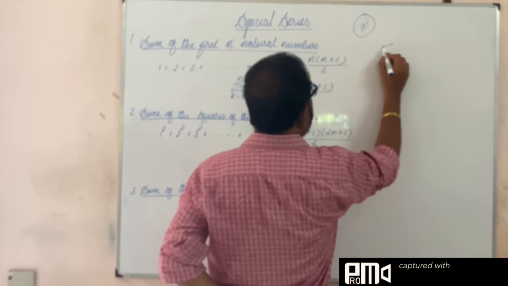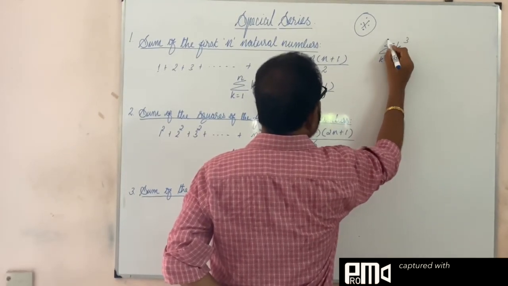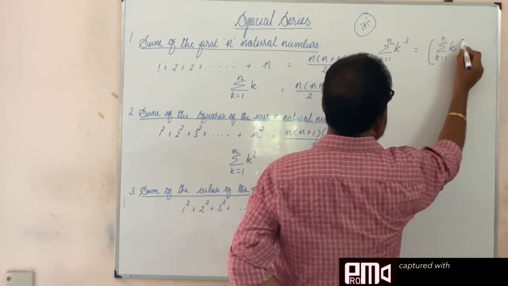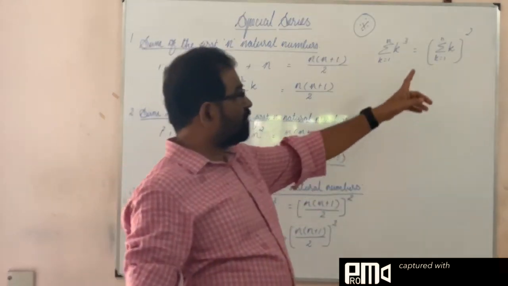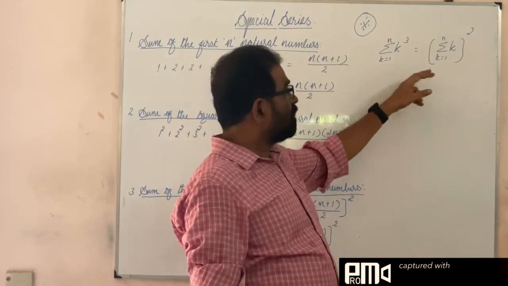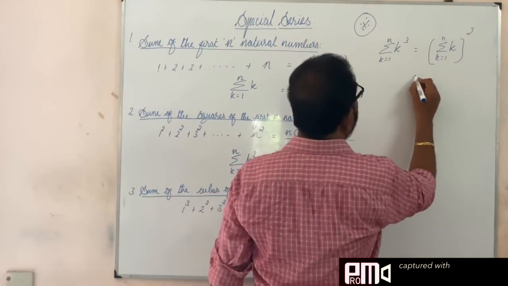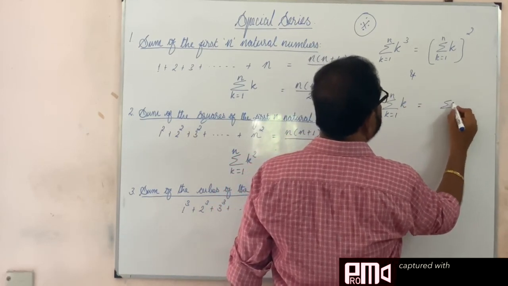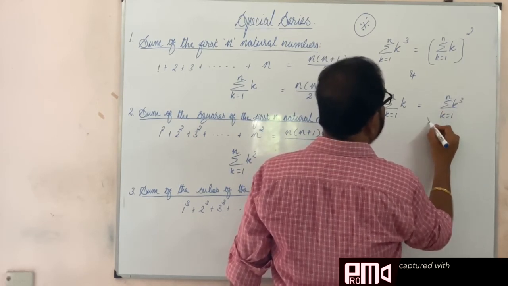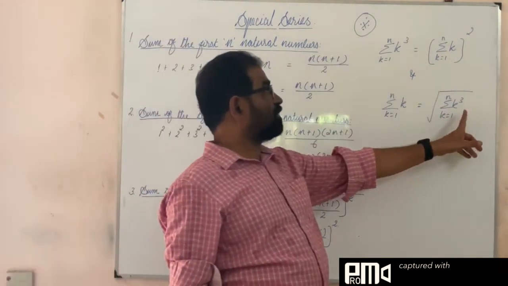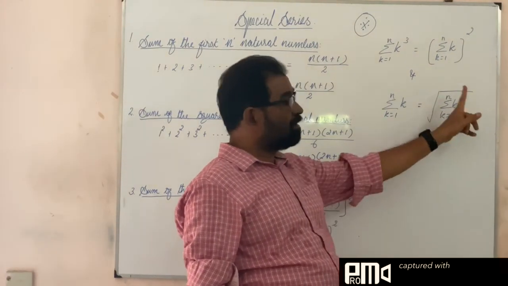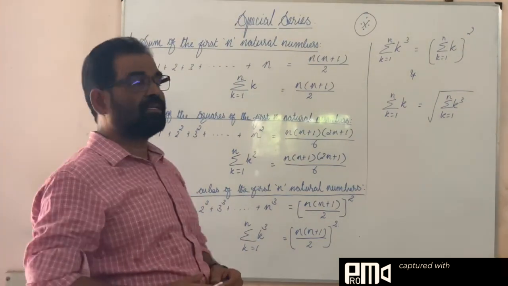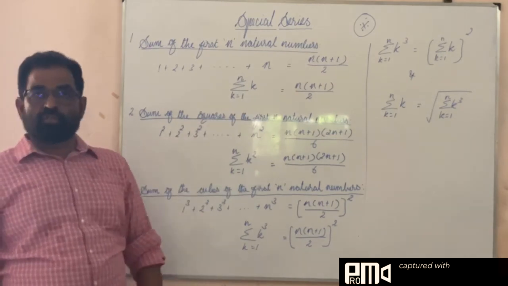Very important: sigma k cube, k equal to 1 to n, is equal to sigma k, k equal to 1 to n, the whole square. So if the sum of the first n terms is given and you are asked to find the sum of the cubes of the first n terms, you just take the square of this. And another thing: sigma k, k equal to 1 to n, is equal to the square root of sigma k cube, k equal to 1 to n. When the sum of the cubes of the first n terms is given and you are asked to find the sum of the n terms, you just take the square root. That's all. You need to remember these things before solving exercise 2.9. So keep all these formulas in mind. Let's go to 2.9. Thank you.